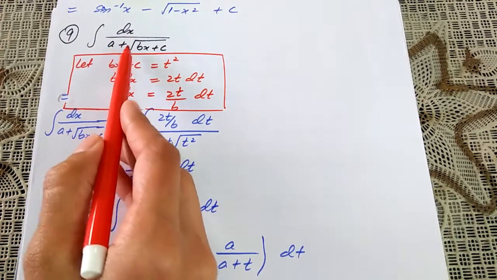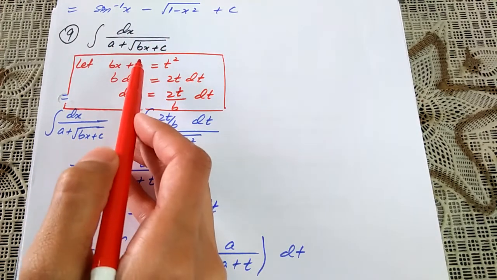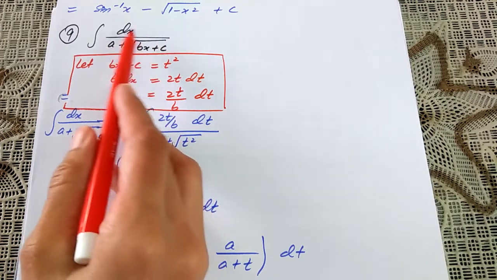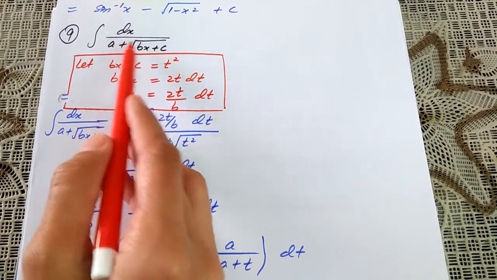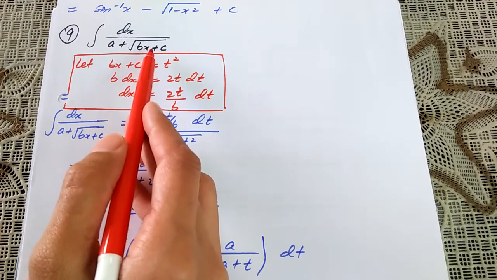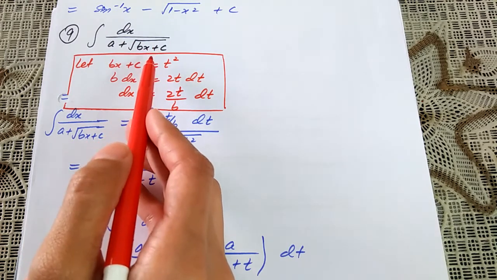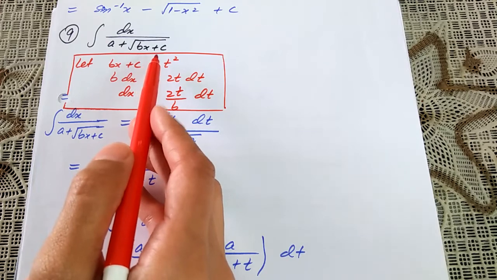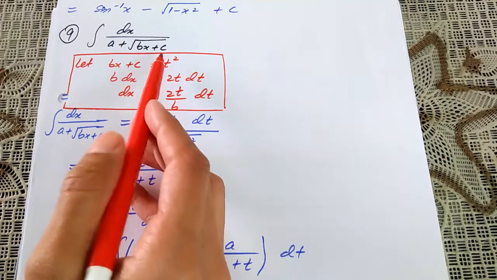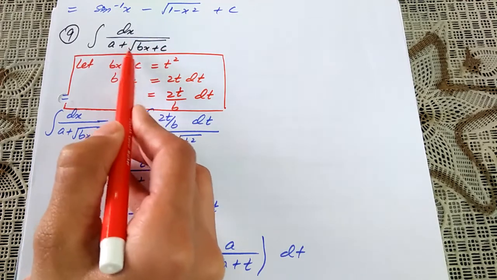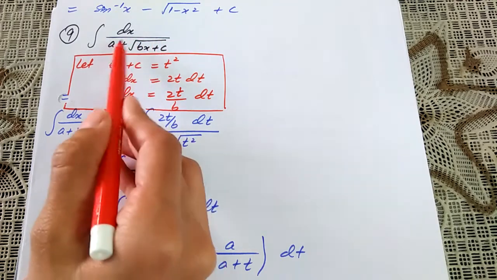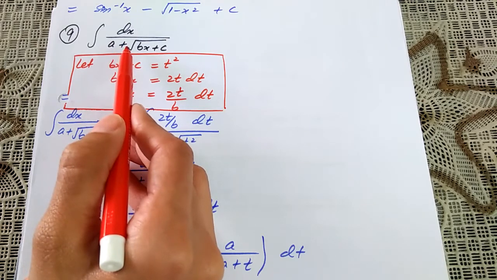Integrate dx over a plus under root bx plus c. Now directly we cannot say anything about this integral, how we are going to solve it, but let's make some easier substitution in it so that we can get a simplified form and we can easily integrate it. I just want to skip this under root. If I skip this under root, then we can get a simpler function as well.